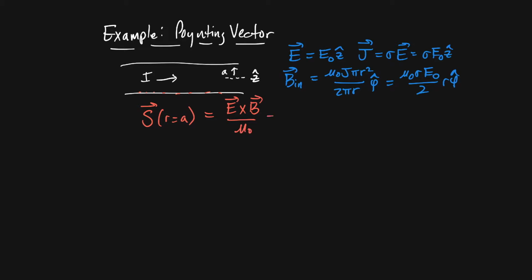And if we go ahead and calculate that, we're going to have the conductivity times the magnitude of the electric field squared divided by 2. The r is actually equal to a. And then we will cross z hat and phi hat. This is really important right here because it tells us the direction, which happens to be in the minus s hat direction, that is radially inward.